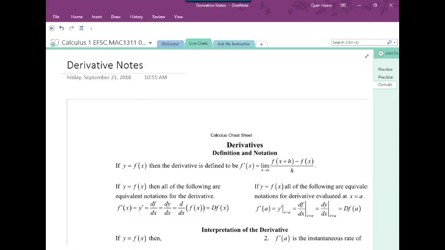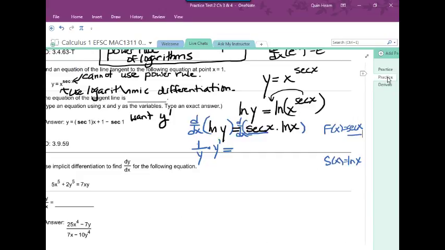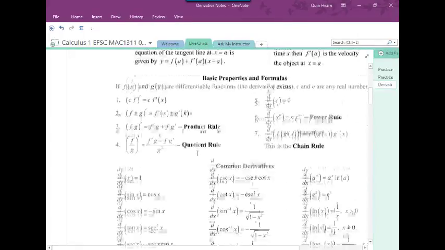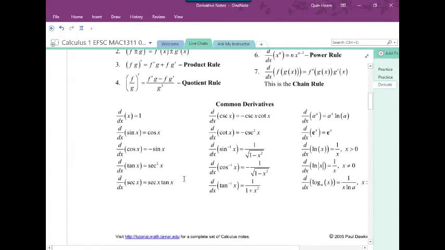Okay, so that's going to be right in the same folder with our live chat there. So anyway, let's look on here for our derivative of secant. So right here we have the derivative of secant of x equals secant x tangent x. Okay, so that is something you should memorize.